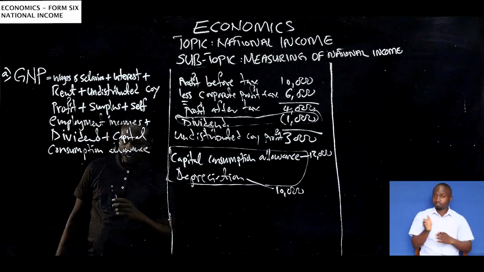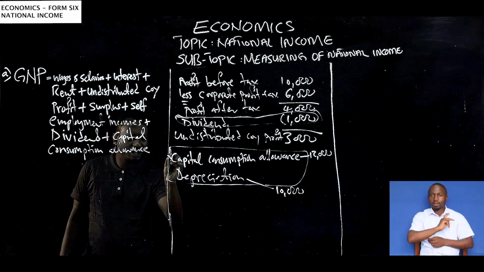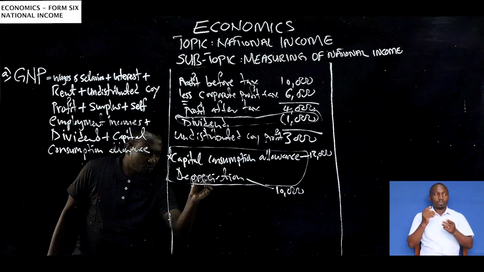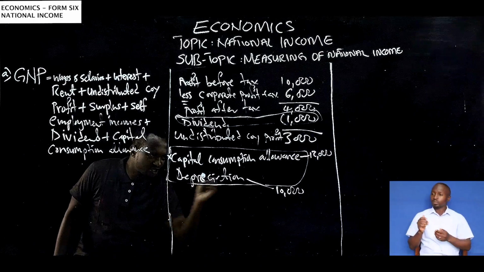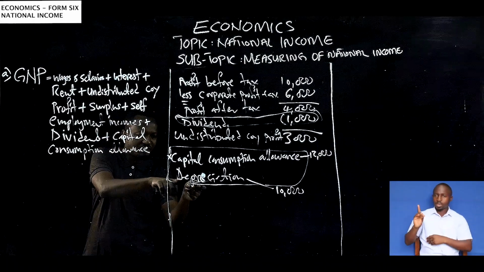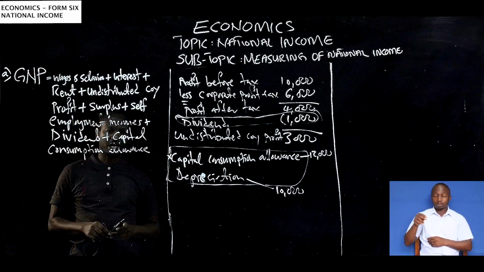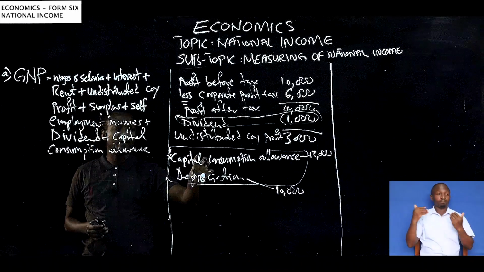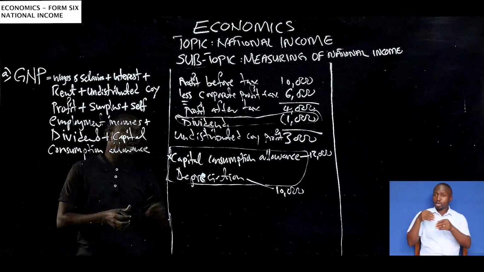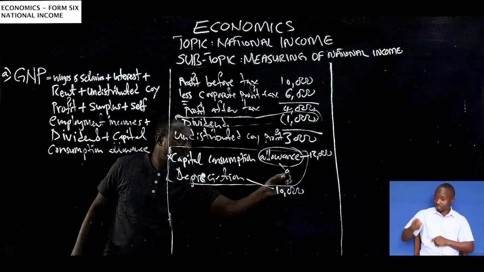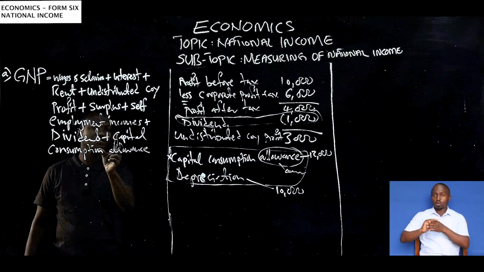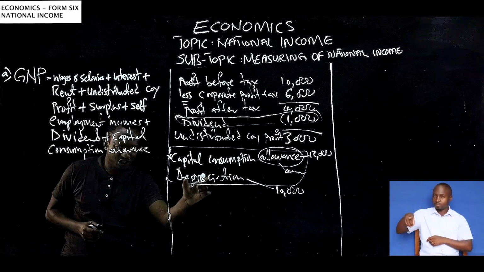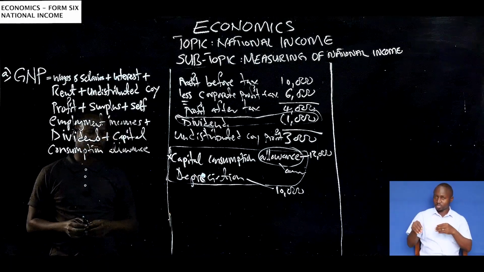But note that if there is no capital consumption allowance, and the question comes with only depreciation, we will take depreciation as the capital consumption allowance. So we have to add depreciation. But if both are there, we have to take the capital consumption allowance. Allowance means amount. So we take the direct amount to add when we compute GNP instead of taking depreciation, which is capital expenses or expenditure.